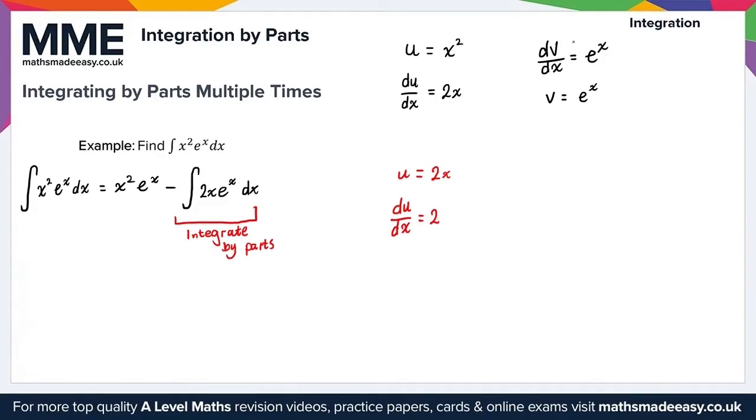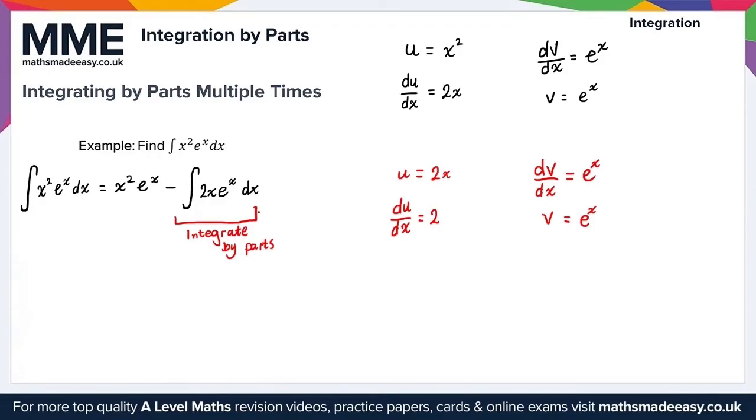And now we need our dv by dx. So in that case, dv by dx is whatever's remaining, which again is simply e to the x. So that's e to the x. And again, if we integrate that to get v, just like we did the first time round for integration by parts, we get e to the x. Okay. So here now, we still have this first part of x squared times e to the x, and now we've got minus this integral, which is going to be using integration by parts.